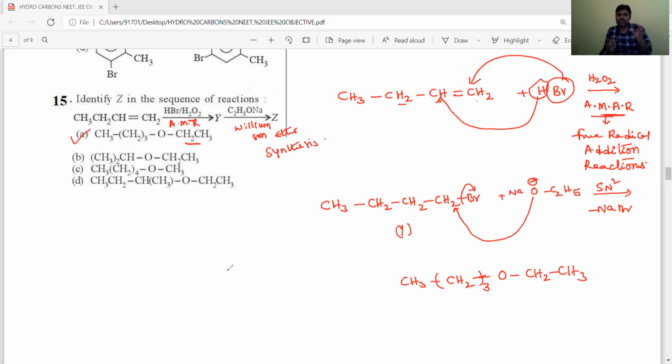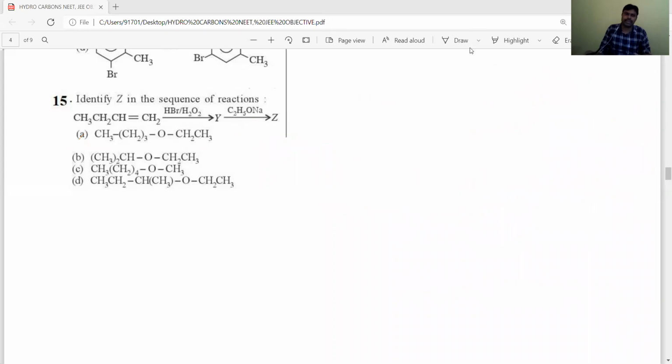Okay, students. So the alkene first undergoes addition of HBr in the presence of hydrogen peroxide, which is anti-Markovnikov addition. And the second one is Williamson ether synthesis. We just have to identify the final product carefully. So the answer is the first one. It's very easy. Okay, students, let's go on. Next question.